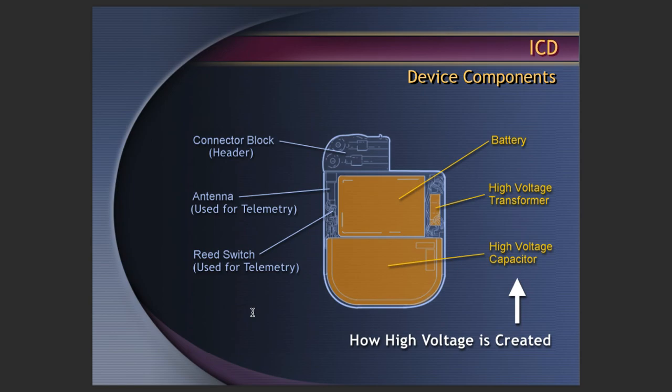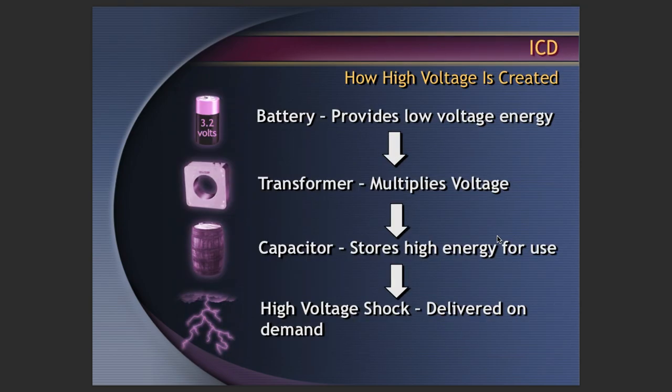So let's have a look at the components. What does the ICD consist of? Actually, an ICD consists of a connector block, an antenna, then something called a reed switch, which is used for telemetry, and it also, of course, has a battery, then a high voltage transformer, and also a capacitor.